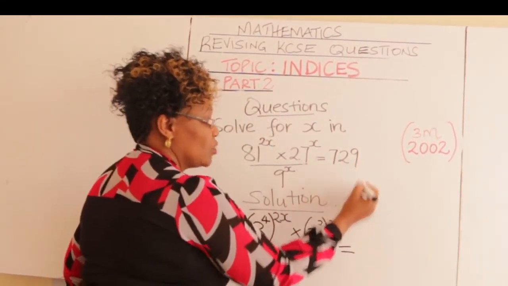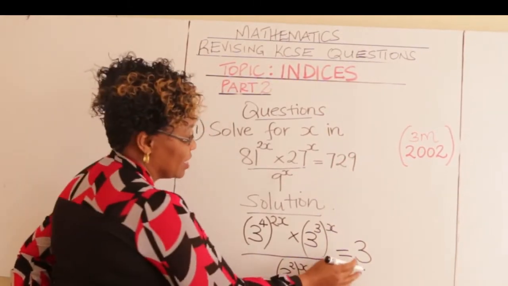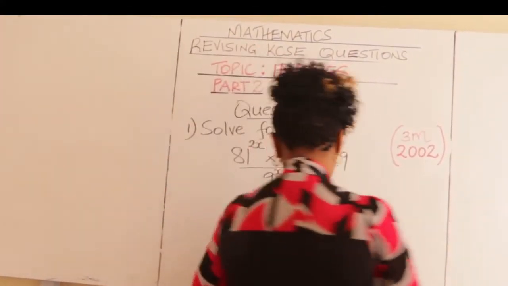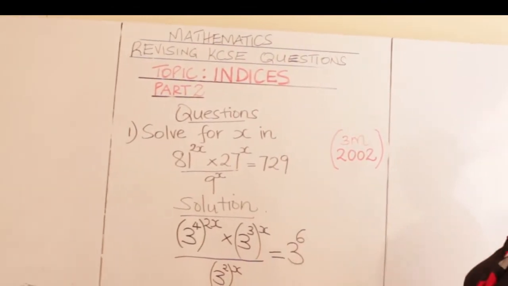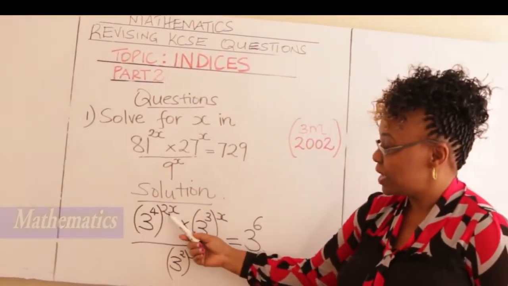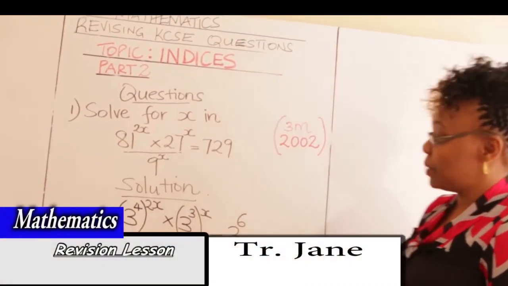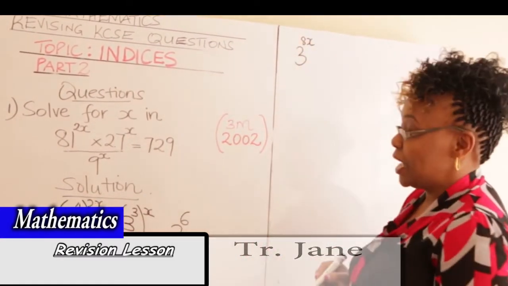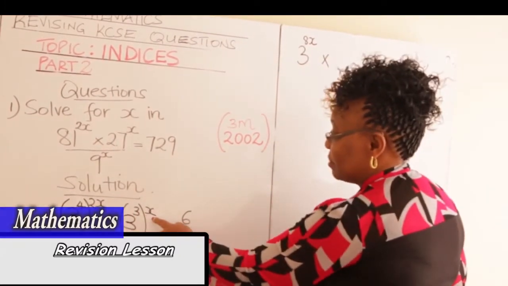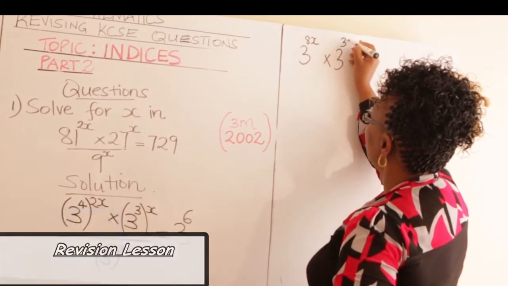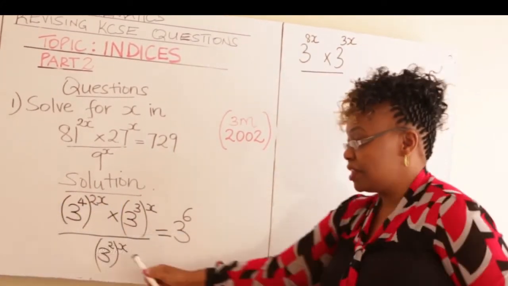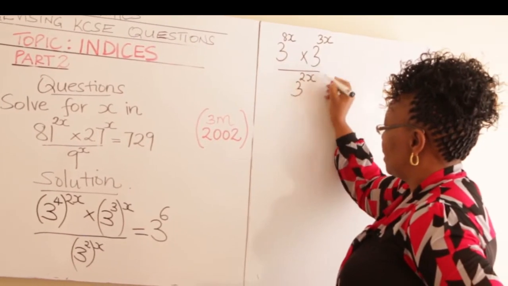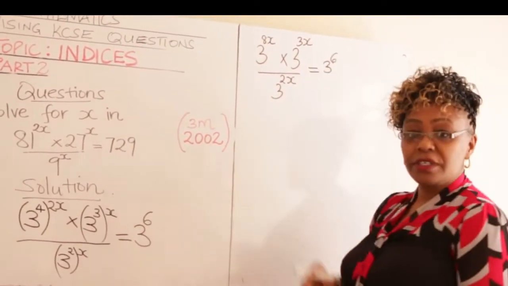This would be equal to 729, which is 3 raised to what? This is 3 raised to 6. After expressing all the terms using a common base, apply the laws of indices. Multiply these powers. So you get 3 raised to 4 times 2x, which gives you 3 raised to 8x, times 3 raised to 3x, divided by 3 raised to 2x, and therefore this will be equal to 3 raised to 6.